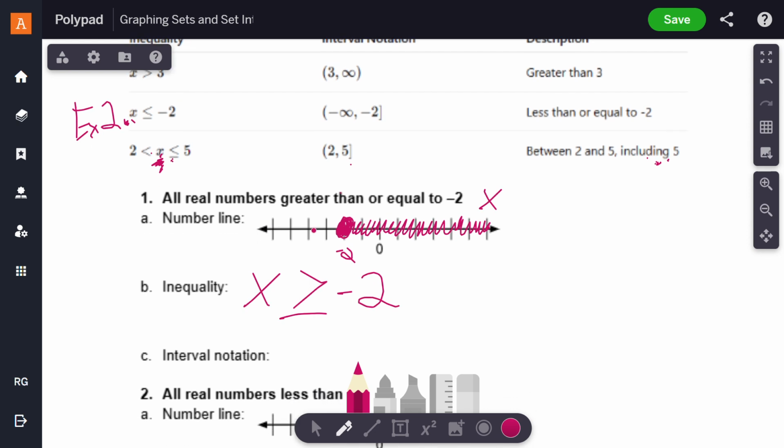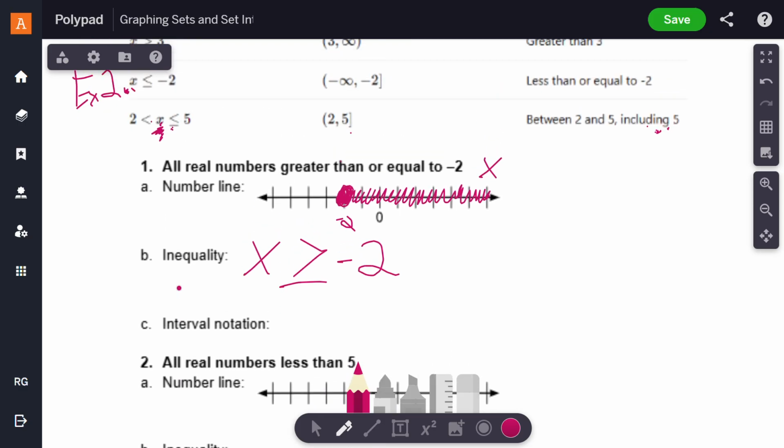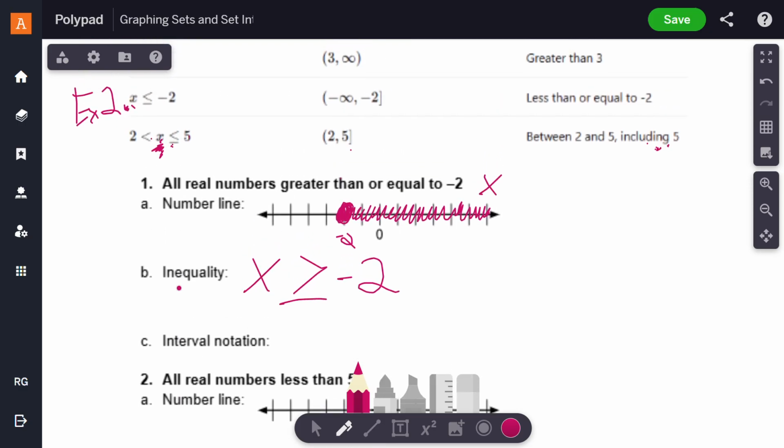So now I have my part A, my number line, my part B, my inequality. Now for the interval notation, again, we're going to have two values that we can show here. One is the -2, which is included because of the bar, so we can put the bracket. And infinity, it's going up in value, so it's going towards infinity, but not including infinity, so we will put the parentheses. And that's all there is to interval notation.